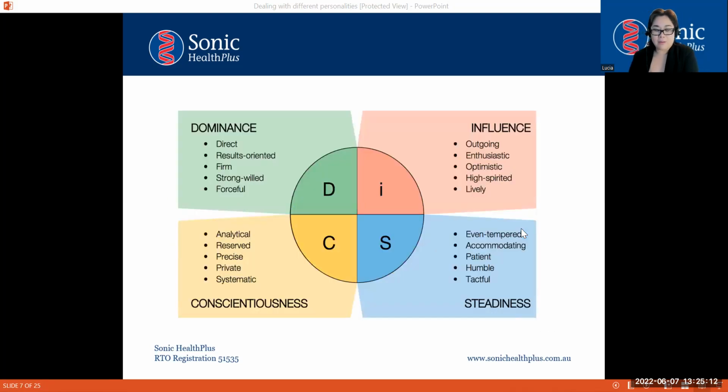Okay, so we are using the DISC tool, and this has been used since the 1920s, and it's been used in thousands of organizations worldwide. And it is only a guide. It's not about putting people in boxes, but it is a guide.